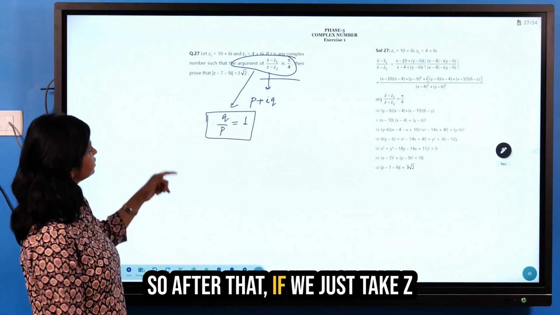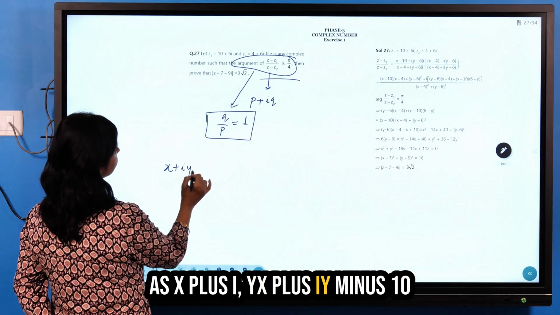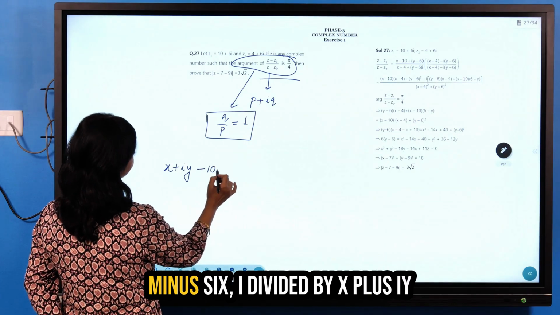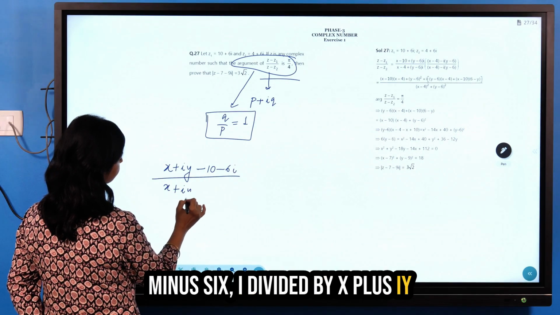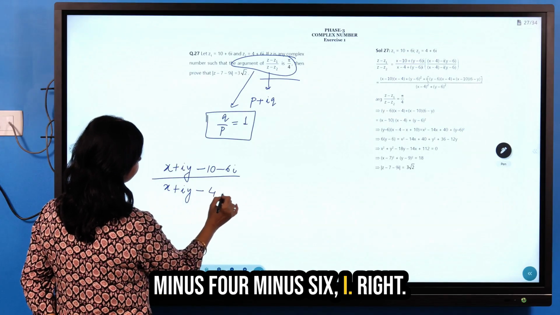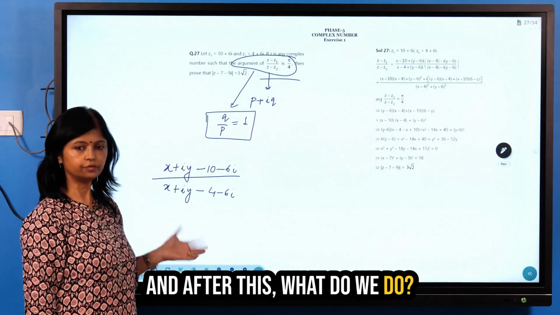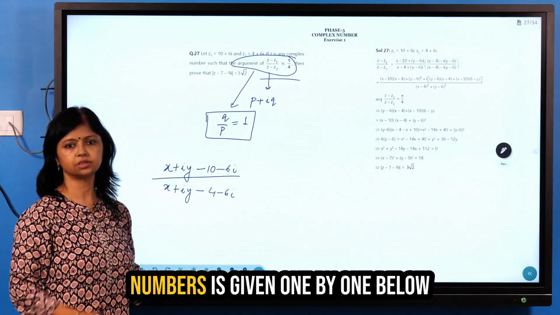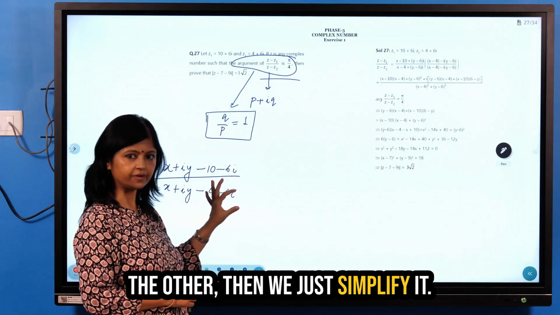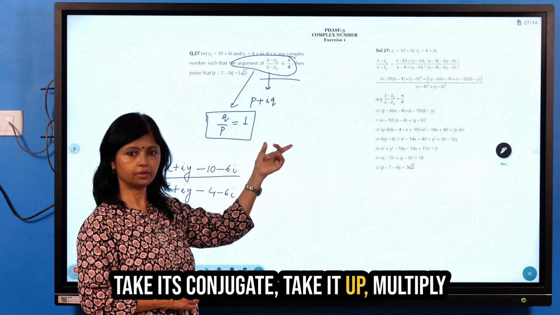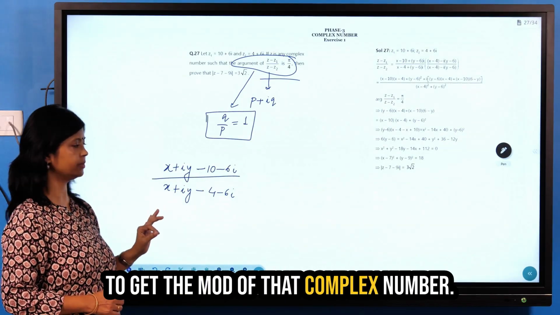So after that, we just take z as x plus iy, and the expression is x plus iy minus 10 minus 6i divided by x plus iy minus 4 minus 6i, right? And after this, what do we do? We know that if two complex numbers are given one below the other, we simplify it: take the conjugate of the denominator and multiply with it. In the denominator you're going to get the mod of that complex number.